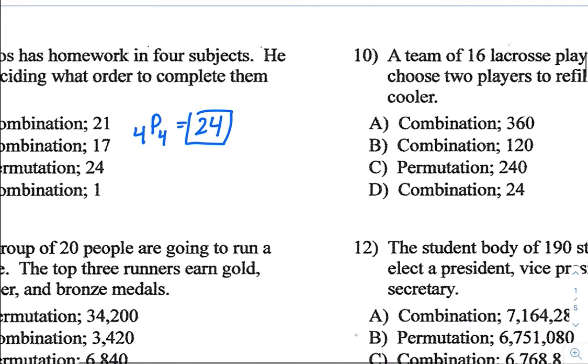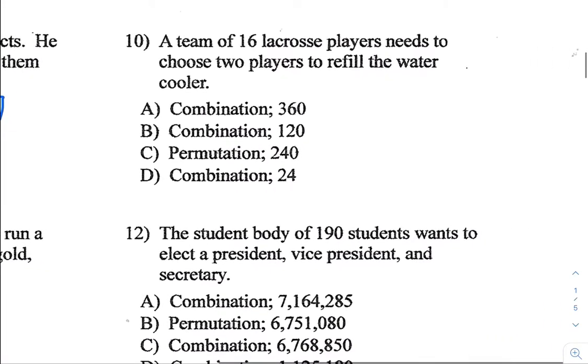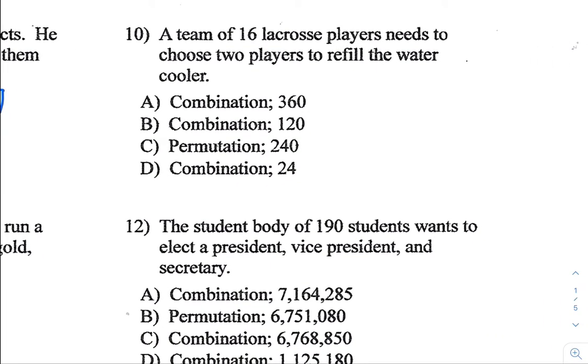Okay, 10. A team of 16 lacrosse players need to choose 2 players to refill the water cooler. So any 2 players, right, out of the 16. Order doesn't matter for that, so it's going to be a combination. So 16, and you're choosing 2 of the players. So 16 choose 2, and what you should have gotten is 120. And that is B.